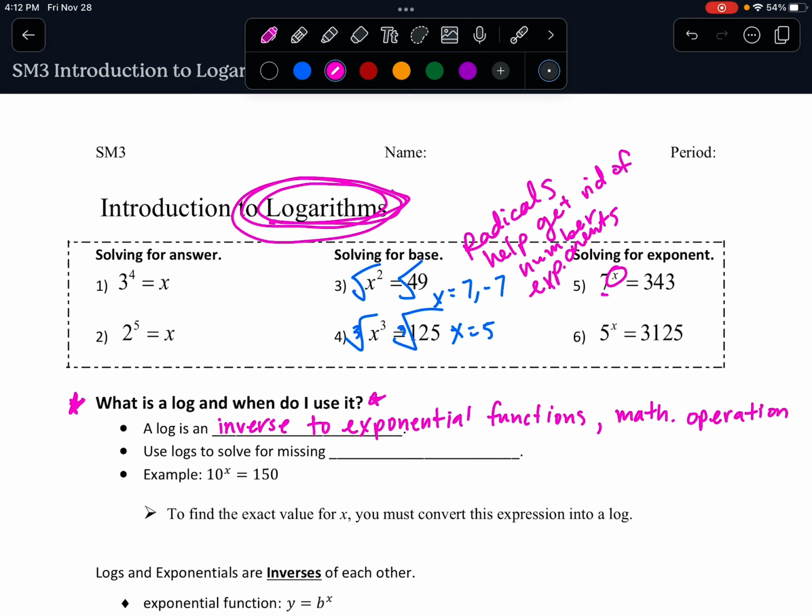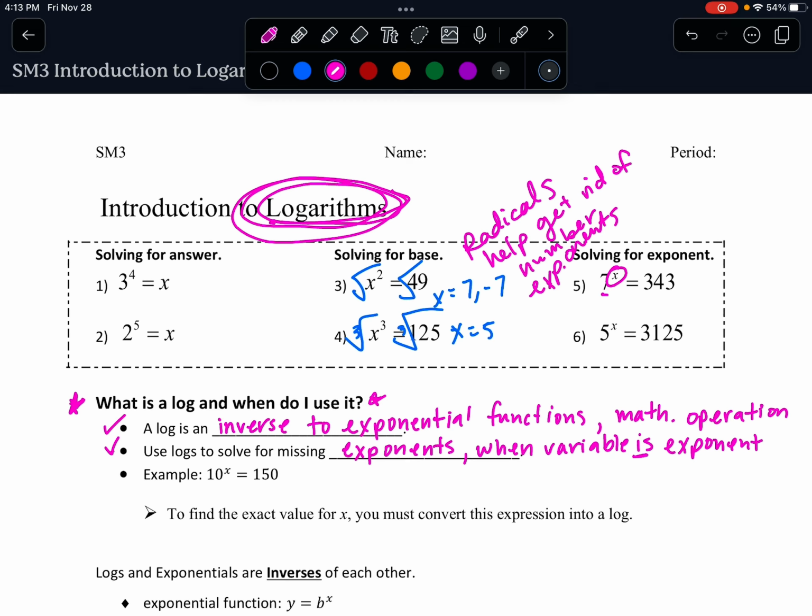Okay, we use logs, going on to this point. Okay, so we did that. Check. Use logs to solve for missing exponents. So when the variable is the exponent, notice I underlined is the exponent. Okay, check. So for example, 10 to the x power equals 150. To find the exact value for x, you must convert this expression into a logarithm.